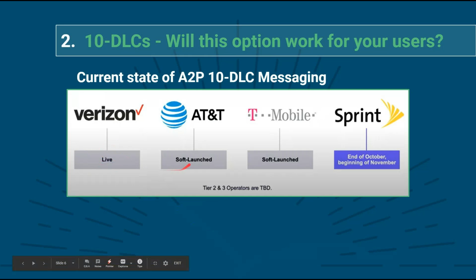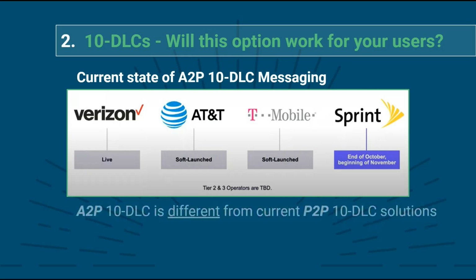They went live earlier this year, and T-Mobile and AT&T are currently in what's called the soft launch phase, and then Sprint is scheduled to go live here within the coming weeks. And T-Mobile and Sprint have indicated that their pilot program for A2P launch is going to be through March of 2021. So that's where that date came about from. So again, this is A2P 10DLC, which is different from the current P2P 10DLC solutions.